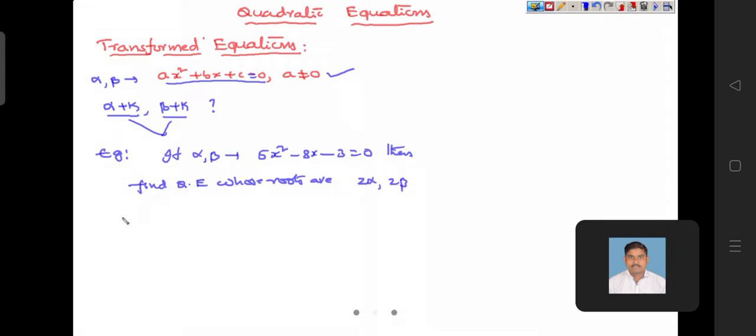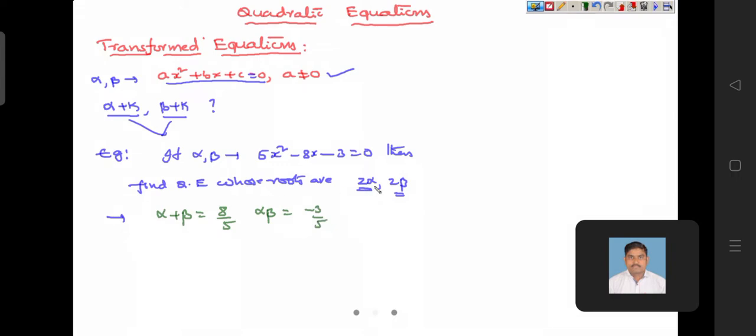So in the general procedure, first let us find the roots. The two required roots are 2 alpha, 2 beta. The given roots are alpha and beta of this quadratic equation. So when alpha, beta are the roots, you know that the sum of the roots, alpha + beta = -b/a, will be 8/5, and the product of the roots, alpha into beta = c/a, that is -3/5.